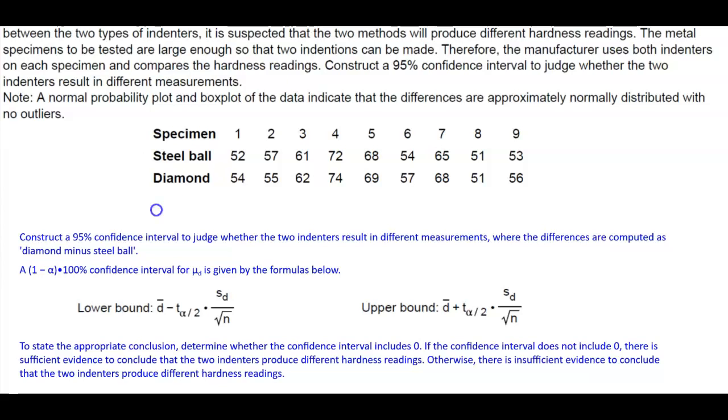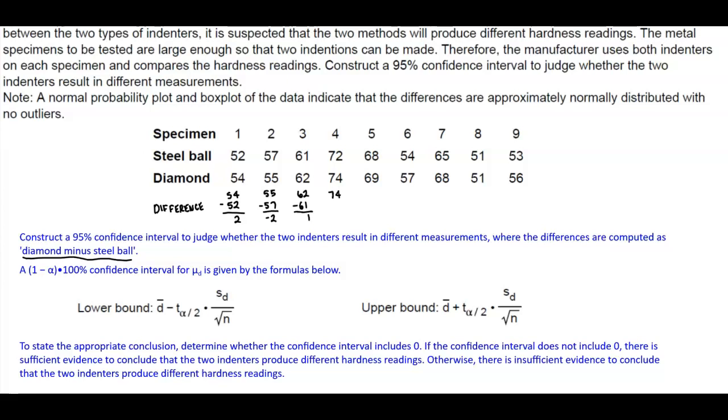Okay, so we need to find the difference between the diamond and the steel. So we're going to create another row here, and so we're looking for the difference. So that means we're taking a diamond, as you can see here, minus the steel ball. So we're going to take 54, and then we're going to subtract 52 to get 2. And then here we're going to take 55 and then subtract 57 to get negative 2. We're going to take 61 and then 62, subtract 61 to get 1.